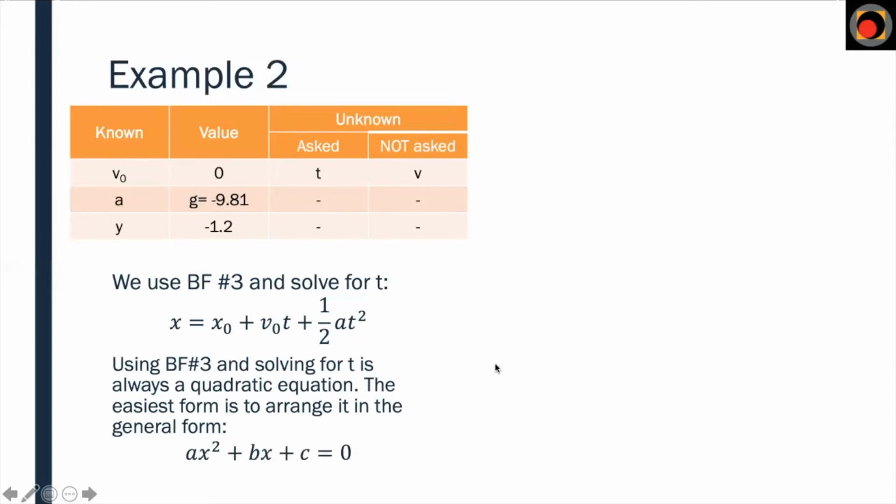The form of every single quadratic equation is this. This is called the standard form in mathematics: ax squared plus bx plus c equals 0. You can read it as something that is multiplying a quadratic term, plus something that is multiplying the term that is not quadratic, plus something that is just there, equals 0.